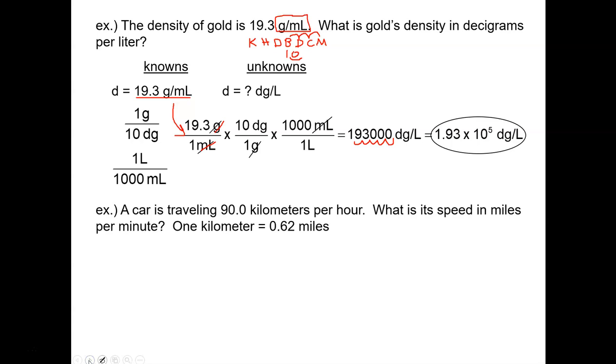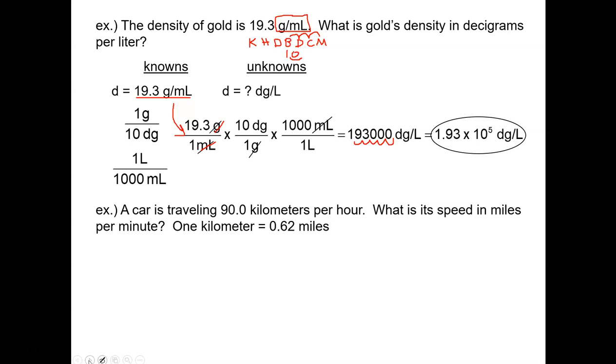A car is traveling 90 kilometers per hour. What is its speed in miles per minute? And I've also given you a little hint. 1 kilometer is the same thing as 0.62 miles.